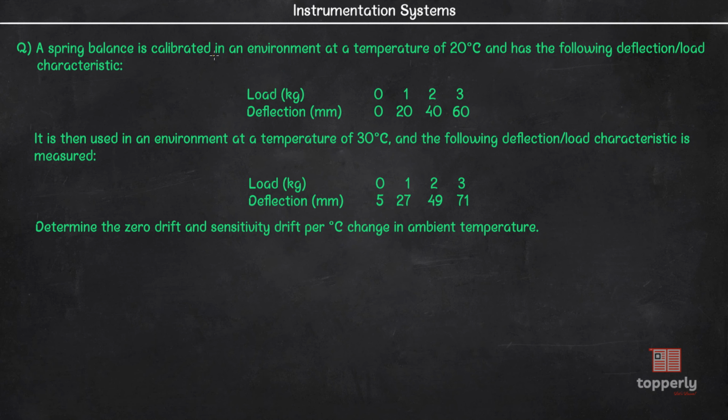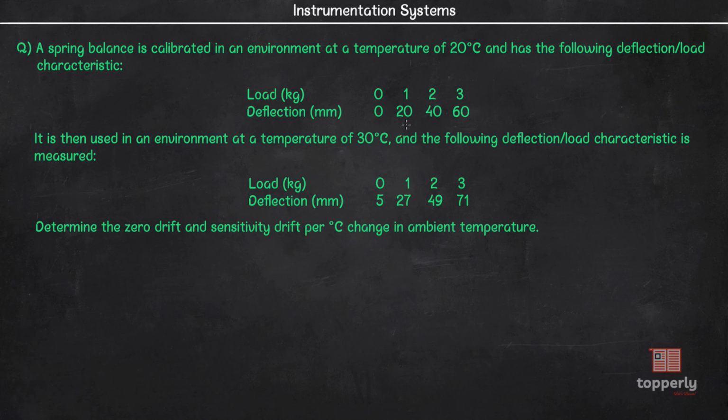A spring balance is calibrated in an environment at a temperature of 20 degrees Celsius and has the following deflection load characteristic. At 0 kg we have a deflection of 0 mm, and at 1 kg we have 20, 40, 60 and so on. Also given that it is then used in an environment at a temperature of 30 degrees Celsius and the following deflection load characteristic is measured. When the load is 0 kg, the deflection is 5 mm. When the load is 1 kg, the deflection is 27 mm, and so on. So we are asked to determine the zero drift and sensitivity drift per degree Celsius change in ambient temperature.